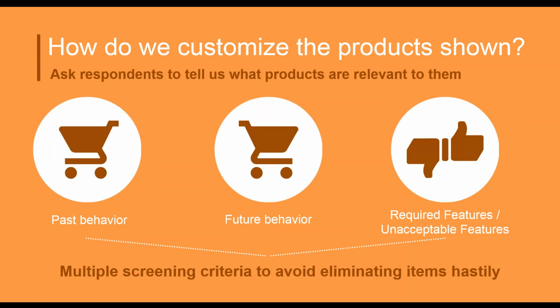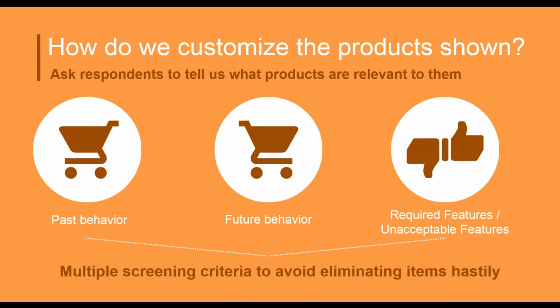But how do we actually customize the product that we show to a respondent? Well, the typical way of doing this is to ask a couple of questions before the choice exercise. So we ask a couple of indirect questions to tell us which products are actually relevant to them. You could use past behavior. You could ask questions like, in the past 3 months, which products did you actually buy? You could also ask, which products did you actually consider?